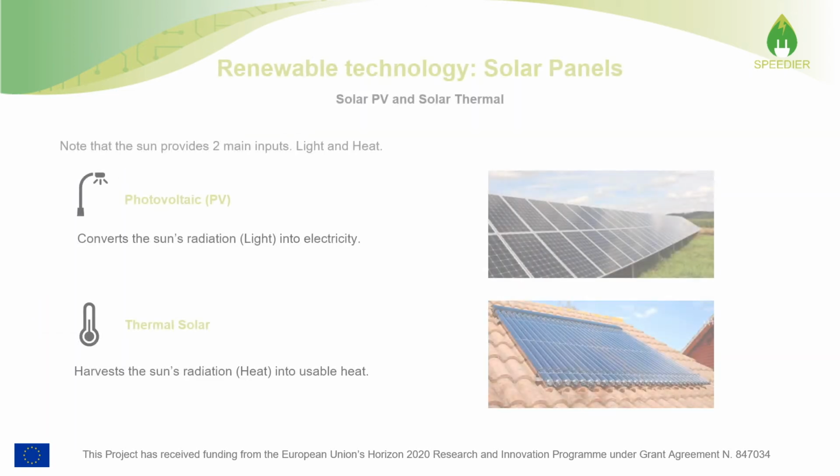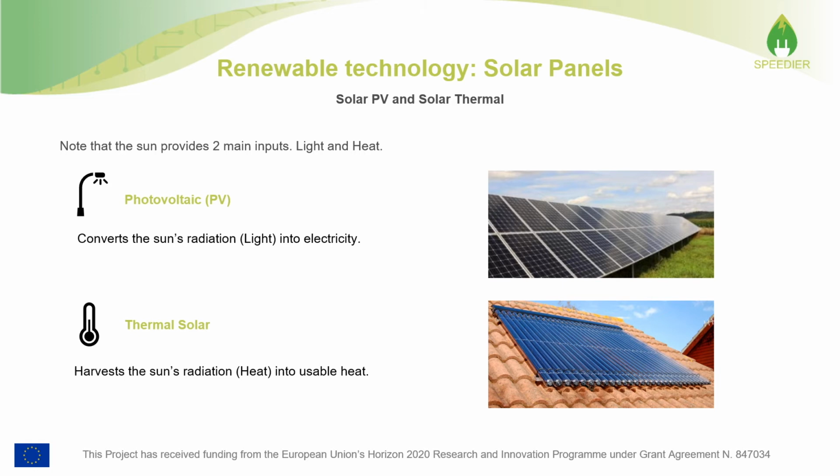So taking an overview of renewable technology, we're going to look at solar panels. There are two types of solar panels available to the Irish market, which is photovoltaic and thermal solar. Photovoltaic converts the sun's radiation, so the sun, into electricity. And thermal, as it says, harvests the radiation from the sun and turns it into usable heat.